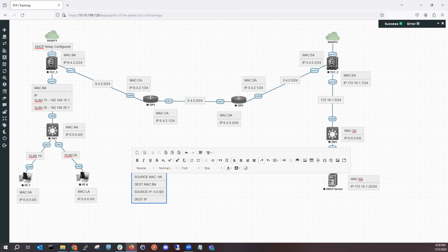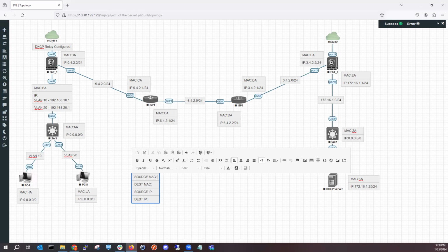So why is that incorrect? The DORA process shot out that broadcast, right? So we don't need to track where it's going. What we're worried about is who's going to respond. If you're reading the entire lab, like the engineers that you are, and you see what is configured on the FortiGate, the DHCP relay, correct?